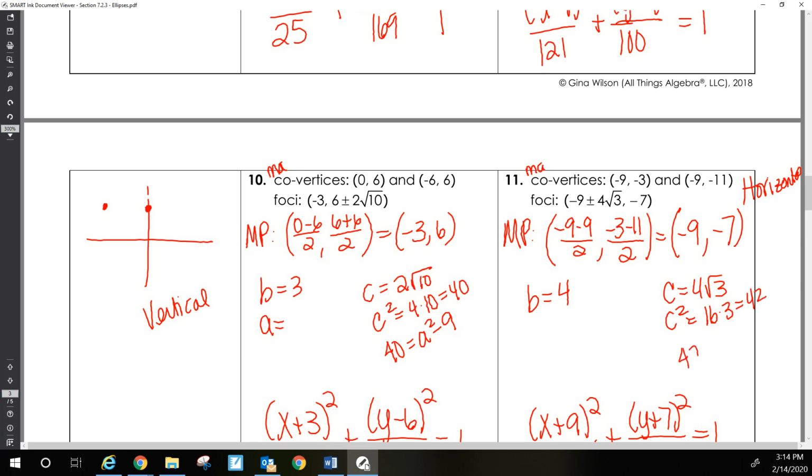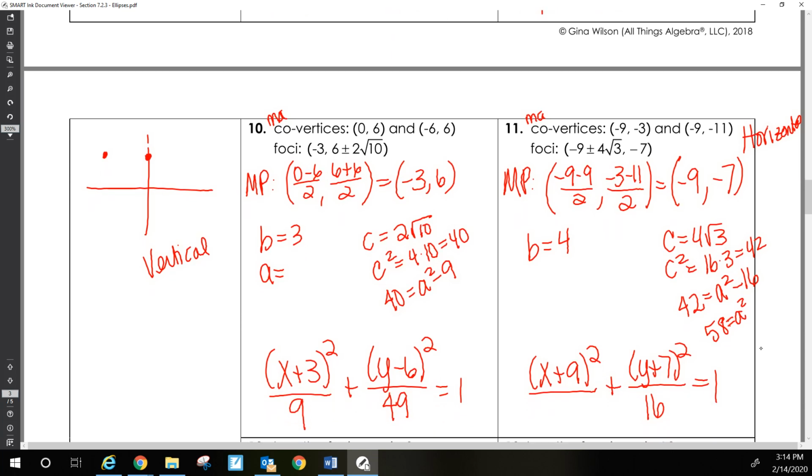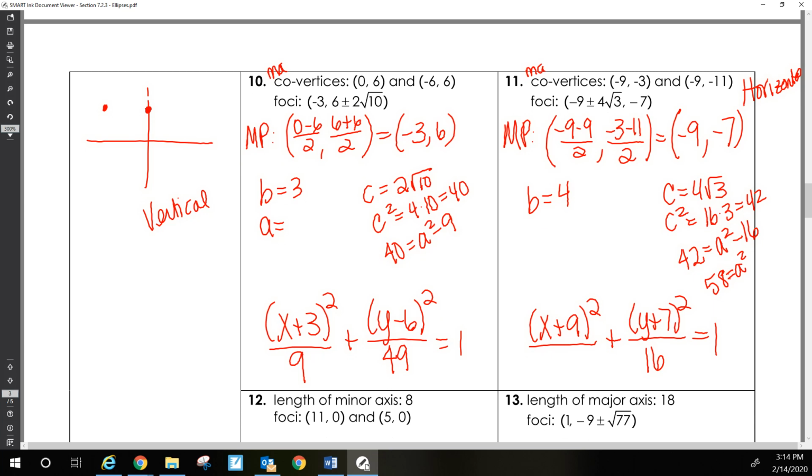Now our C squared, which is 42, is equal to A squared minus B squared. We don't know A squared, but I know B is 4, so B squared is 16. Now when I add 16 to the other side, I get 58 for a squared. No, I don't, Miss Harris. I've done something wrong here.